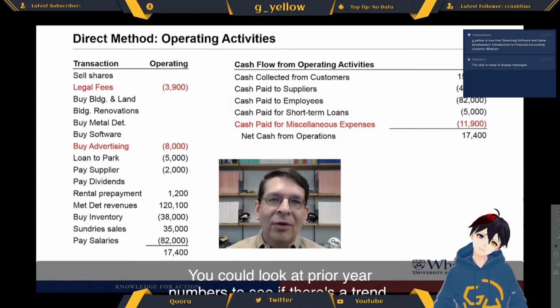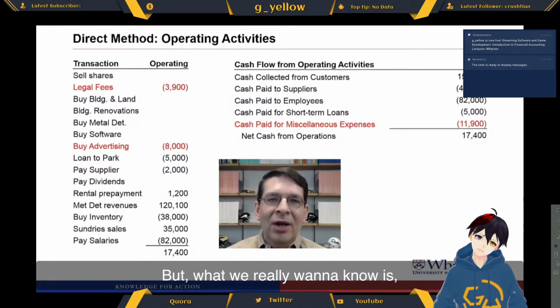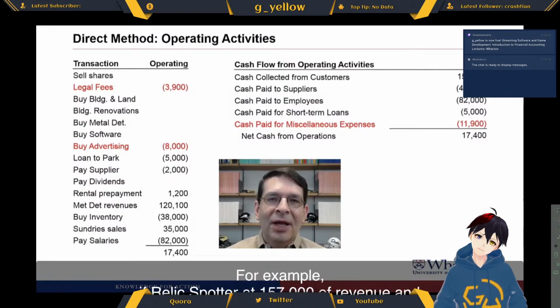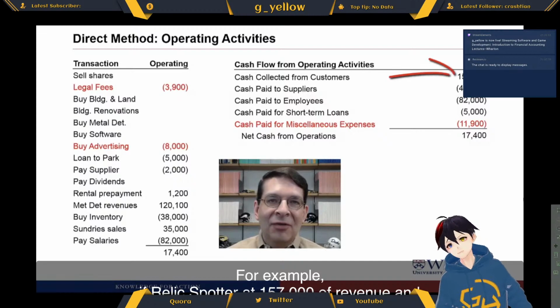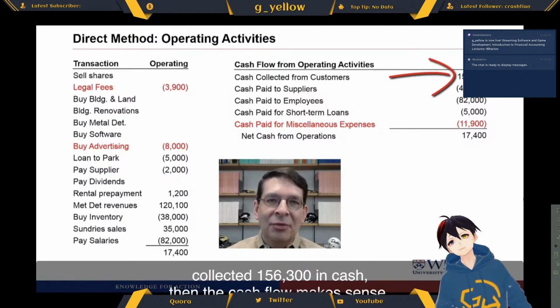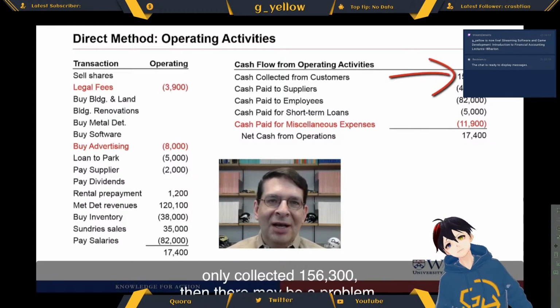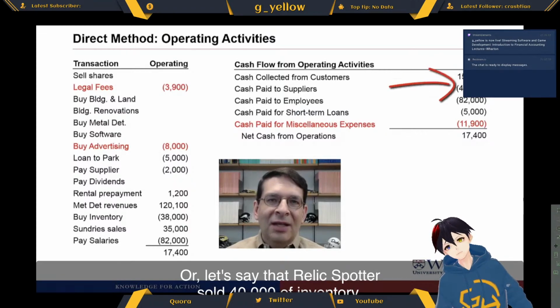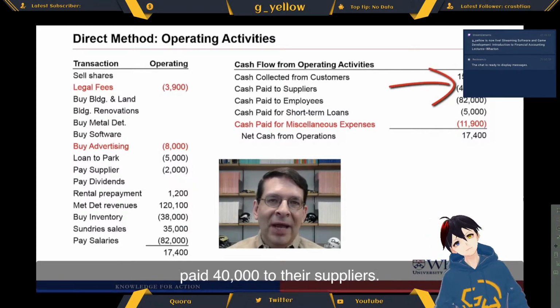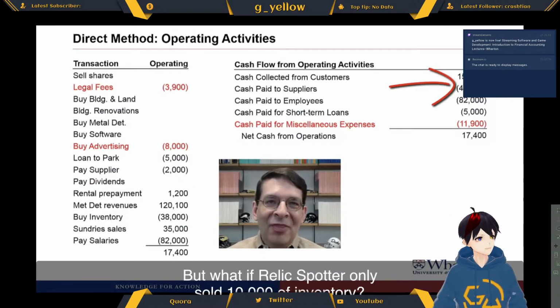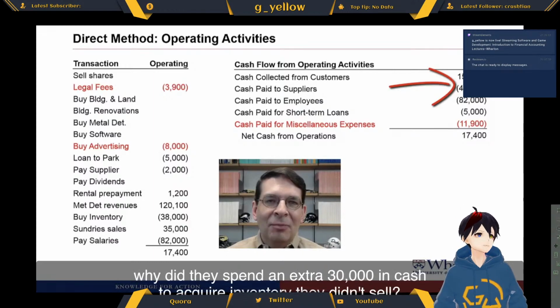Well, you can't tell without some kind of benchmark. You could look at prior year numbers to see if there's a trend, but what we really want to know is what was the level of activity surrounding these cash collections during the year. For example, if Relic Spotter had $157,000 of revenue and collected $156,300 in cash, then the cash flow makes sense. But if Relic Spotter had $500,000 in revenue but only collected $156,300, then there may be a problem. Or let's say that Relic Spotter sold $40,000 of inventory, paid $40,000 to their suppliers. Again, the cash flow makes sense. But what if Relic Spotter only sold $10,000 of inventory? Then the question is, why did they spend an extra $30,000 in cash to acquire inventory they didn't sell?